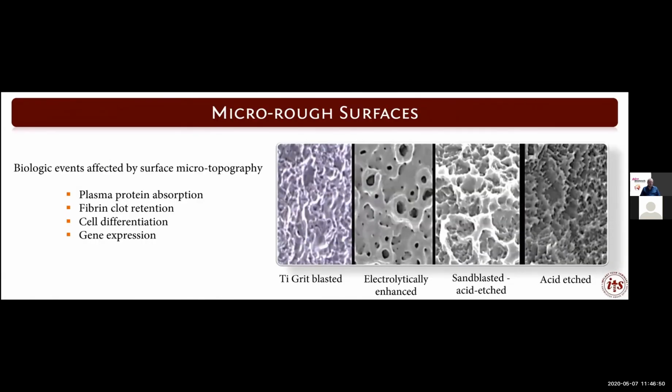So the micro rough surface effectively can capture and retain the fibrin clot initially deposited on the implant surface. As a result, the initial critical events of plasma protein absorption, clot formation, angiogenesis, mesenchymal cell migration, and osseointegration are all facilitated.